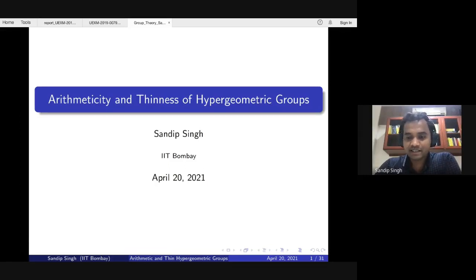So today, as I have said, I will give a survey of the progress made so far on the question which was asked by Peter Sarnak about deciding the arithmeticity and thinness of some hypergeometric groups. Before discussing this arithmeticity question about hypergeometric groups, let's first define what the hypergeometric groups are.